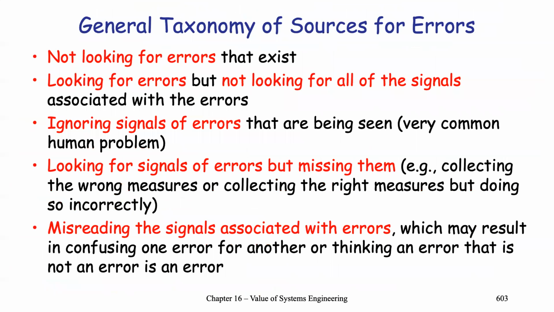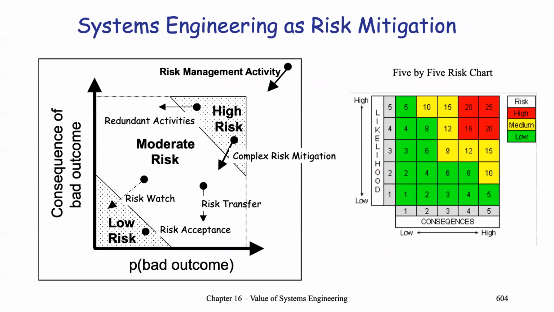So here is a general taxonomy of the sources of errors: not looking for errors that exist, looking for errors but not looking for all the signals, ignoring signals of errors, looking for signals of errors but missing them, and misreading the signals associated with the errors. And so those are a taxonomy of things that you might want to keep in mind.